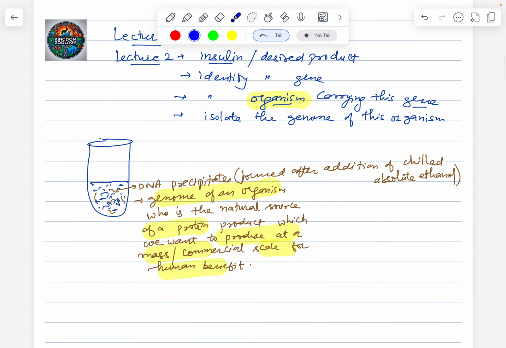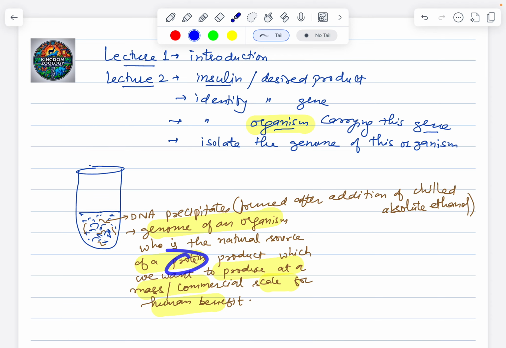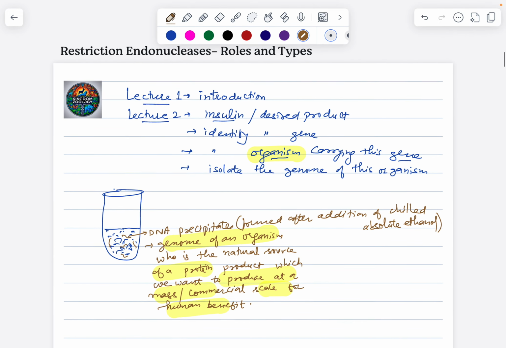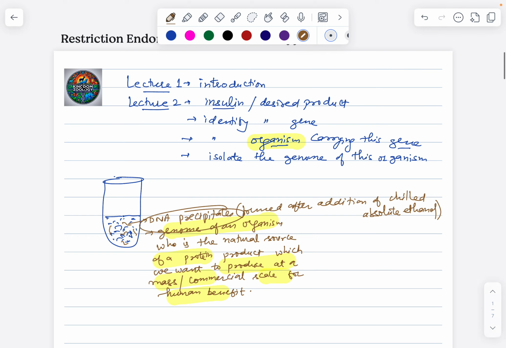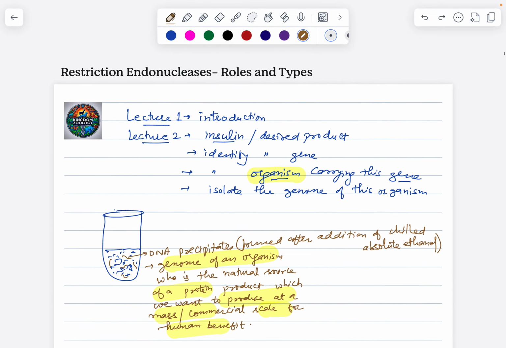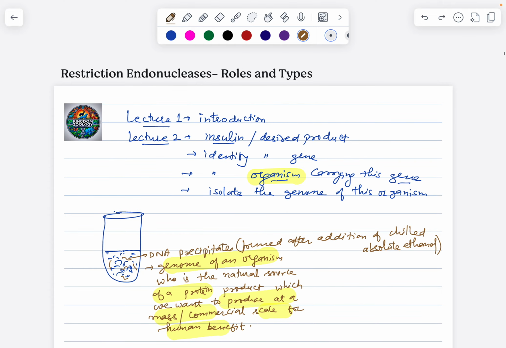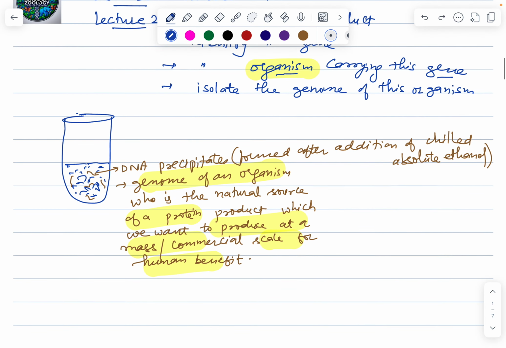So let's first take out this genome from the test tube and then try to break down this genome into smaller pieces. What will those smaller pieces be? Genes. And then try to identify that particular gene which you want, or the gene that is going to code for your protein product. So this is all our lecture number 3 is about: how to take out these DNA precipitates or the genome from the test tube, and how to break it down into smaller fragments or the genes with the help of enzymes, as the lecture heading says, restriction endonuclease enzymes. So well, let's begin.